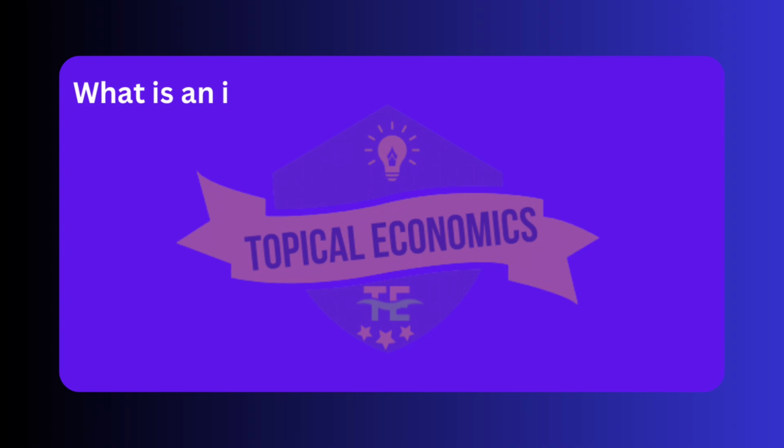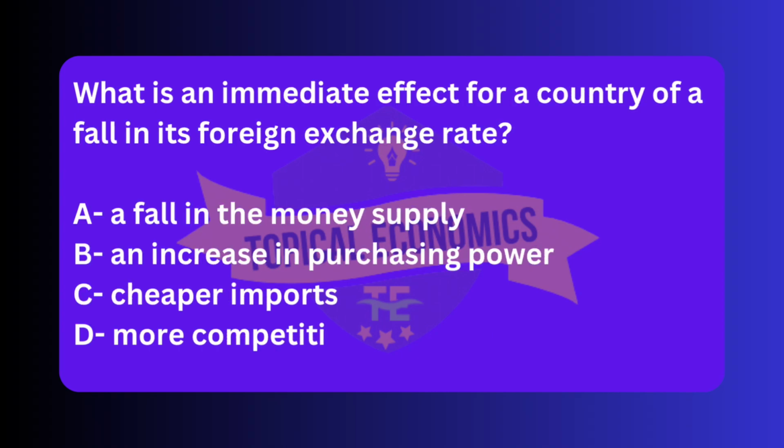Moving to the fourth question. What is an immediate effect for a country of a fall in its foreign exchange rate? A. A fall in the money supply. B. An increase in purchasing power. C. Cheaper imports. D. More competitive exports. Reference, 2021 October-November, version 1. The correct answer for this question is option D.